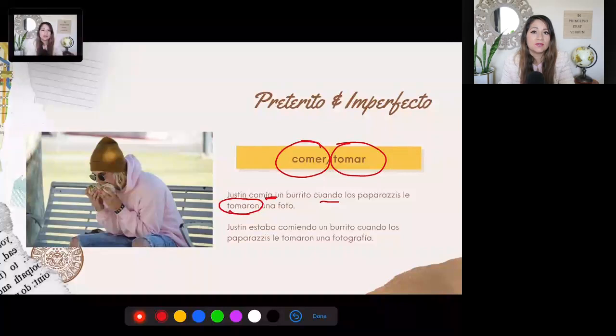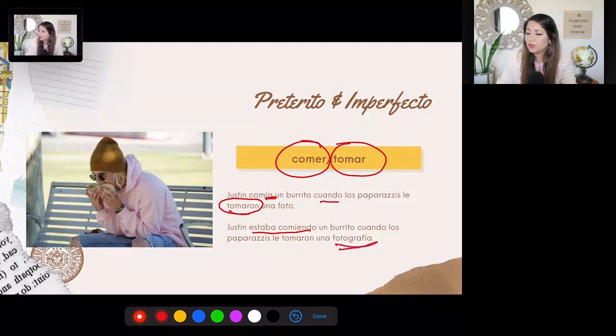This is an action that is viewed as completed because it's not that they were taking, they just took the pictures. So here, the paparazzis interrupted what was happening. He was eating and then they came and took the pictures or the picture. And then another way of saying the same idea is he was eating. So estaba comiendo, using the verb estar. They both translate exactly the same. Comía o estaba comiendo, they both would translate to was eating. He was eating a burrito when the paparazzis came and took a picture.